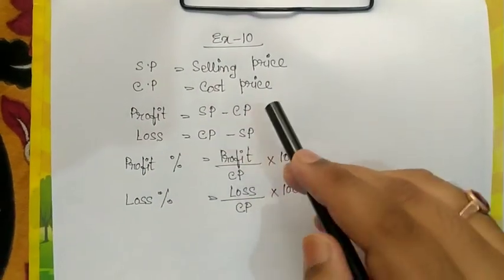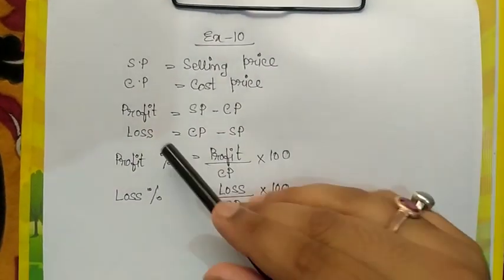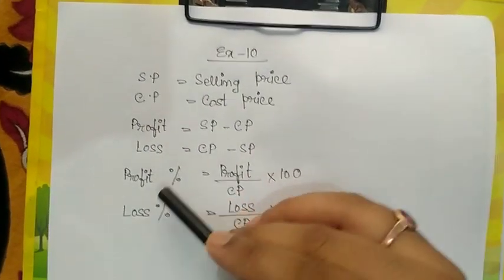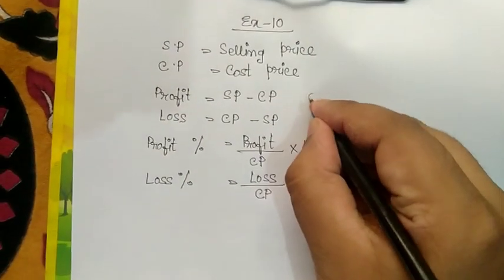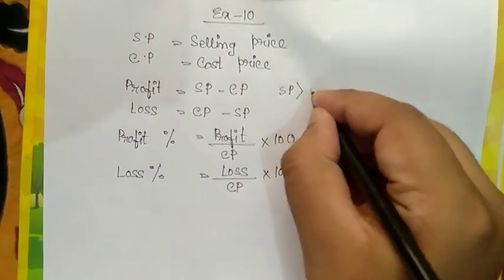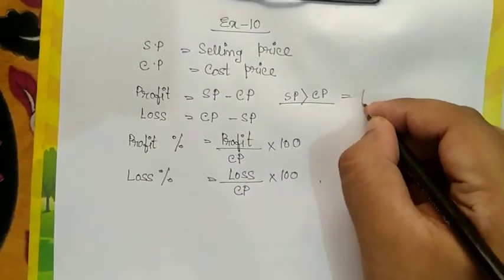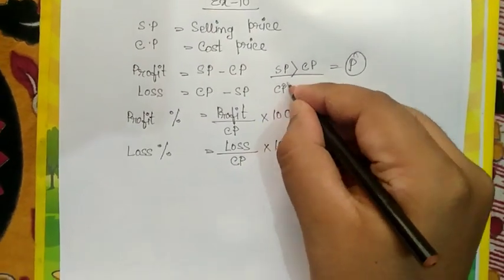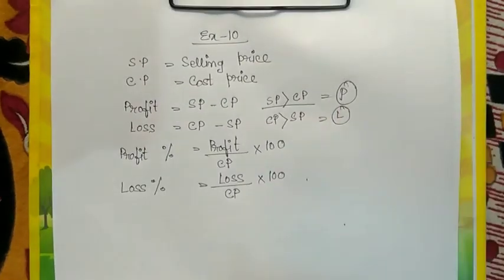Profit means SP minus CP. Loss means CP minus SP. And profit percentage equals profit by CP into 100. Loss percentage equals loss by CP into 100. So therefore, when SP is greater than CP, profit occurs. And when CP is greater than SP, loss occurs.